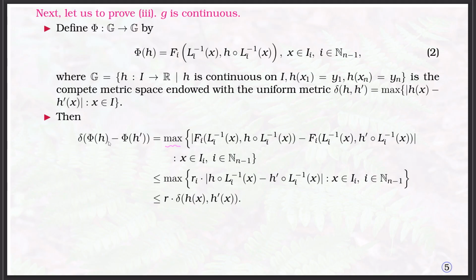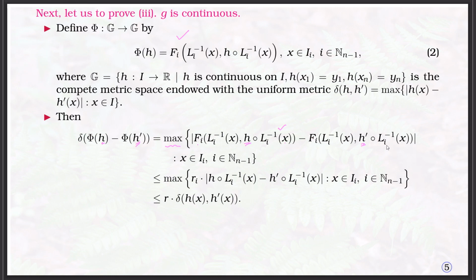phi of h minus phi of h dash. So, phi of h is defined here as F_i of L_i inverse of x comma h composition L_i inverse of x. So, instead of h you can take another function h dash: F_i of L_i inverse of x comma h dash composition L_i inverse of x.